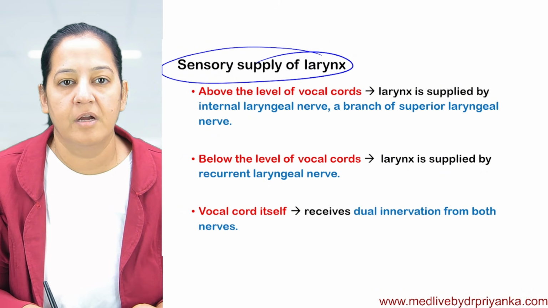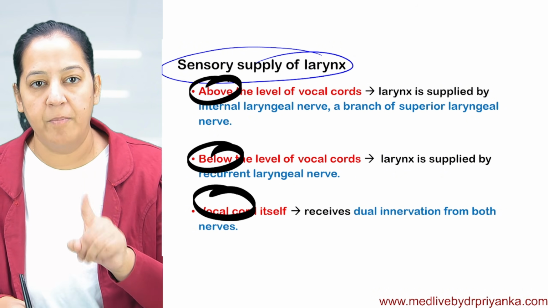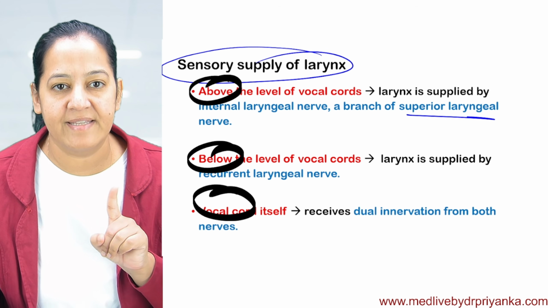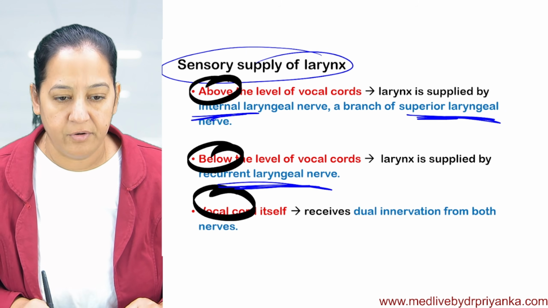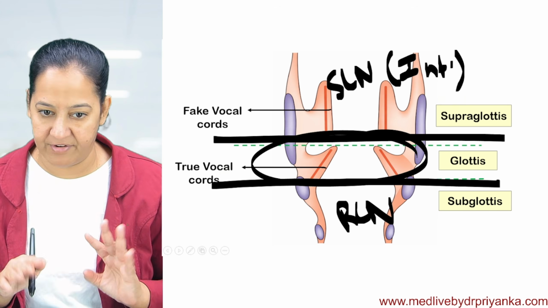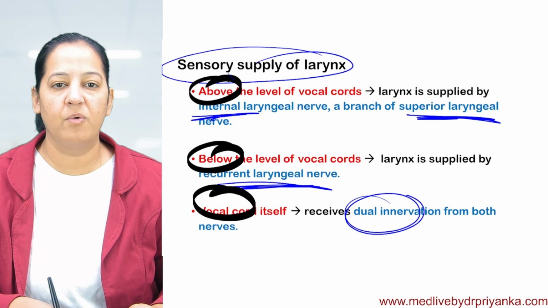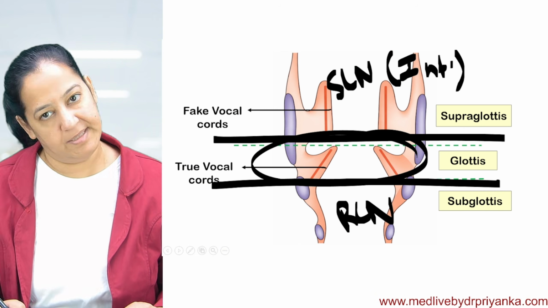The same thing is written: above vocal cord, below vocal cord, at vocal cord. You can read. Above the vocal cord, it's the internal branch of SLN. Below the vocal cord, RLN. And at the vocal cord, dual supply. Whatever I have highlighted, I have written in words. Rather than mugging up the words, which won't work and you won't retain, see it in the diagram. This is the sensory supply.